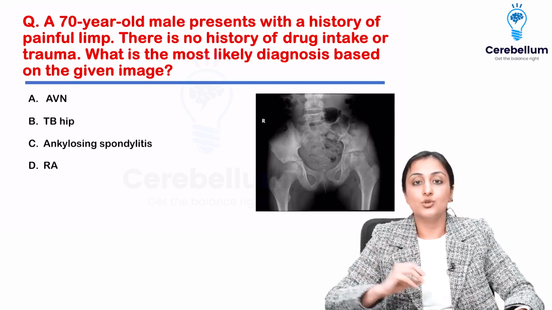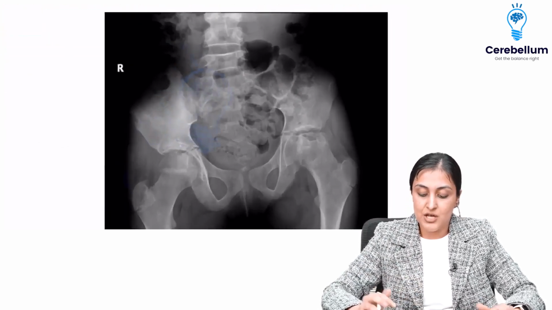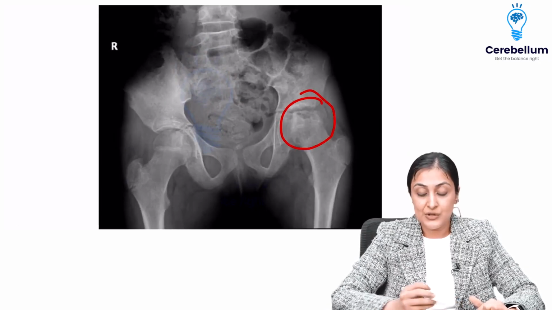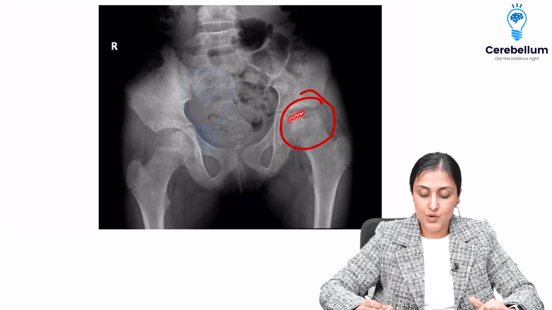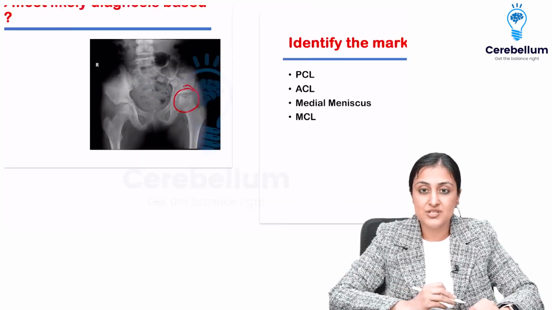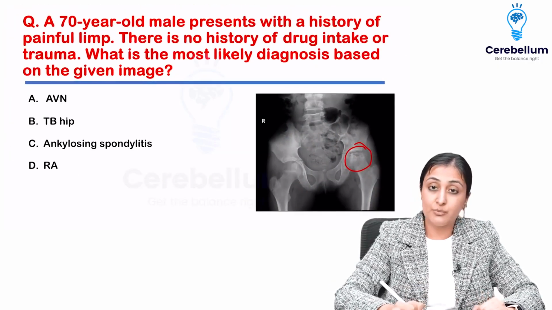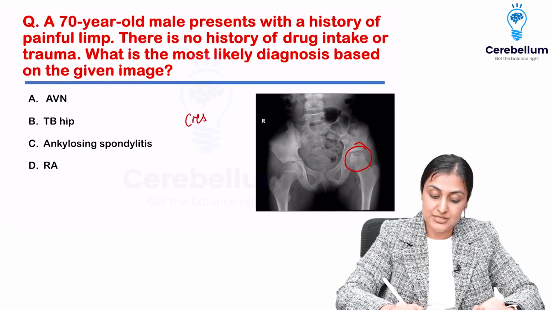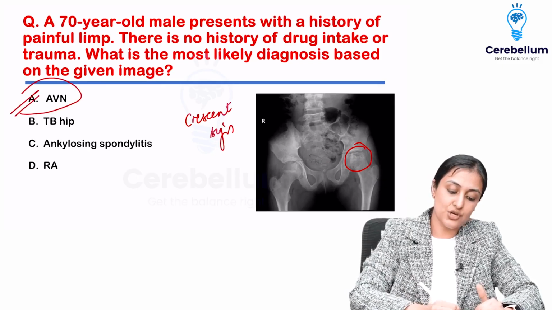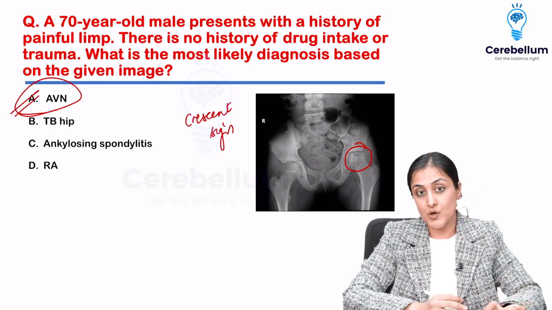A 70-year-old male presents with history of painful limb, no drug intake, no trauma. What is the diagnosis? So here you can see that at the hip joint, there is irregularity. You can see the sclerosis and flattening of the femoral head, and you can see some lucency inside. So when you see femoral head sclerosis with this lucency, this is what is called the crescent sign, and this is diagnostic of avascular necrosis.